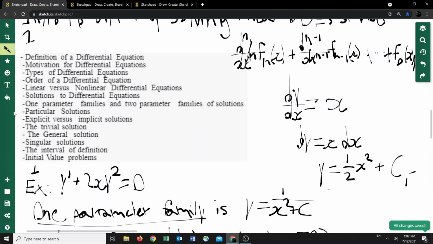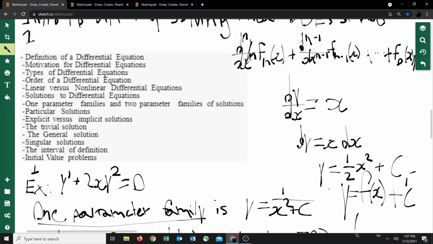Yeah, so one parameter family is a family where the solution, so y in terms of x, is going to be some function of x plus a single constant of variation. So a single arbitrary constant. That's a one parameter family.